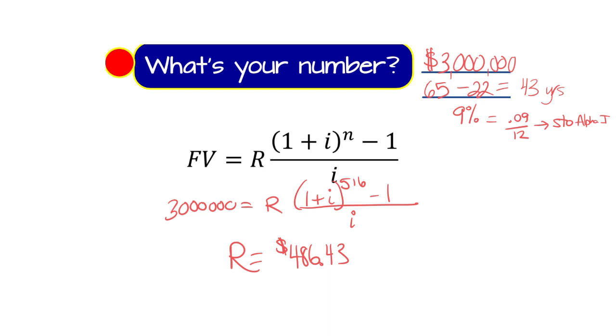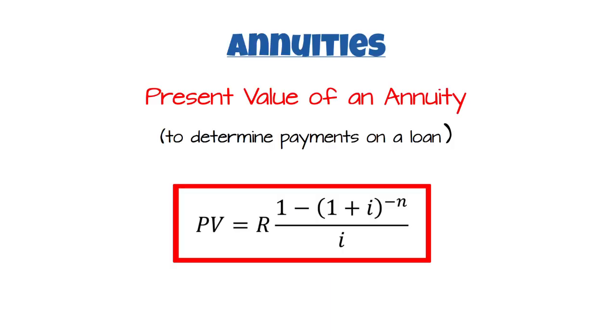Okay, let's go ahead. Let's look at one more thing. We have one more formula. It's very similar to the future value of an annuity, but this one is called the present value of an annuity. So this is like how you determine payments on a loan.